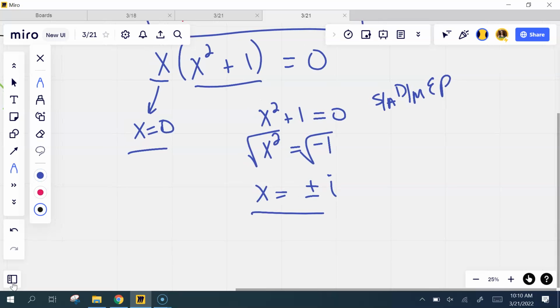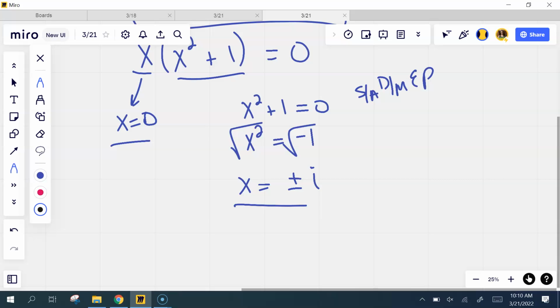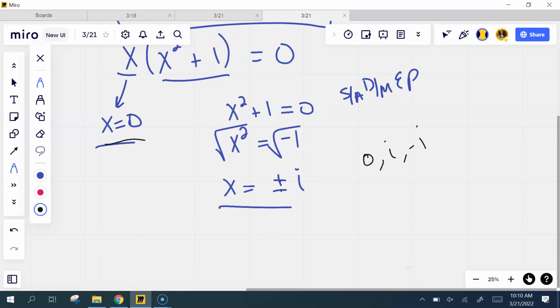Bringing back the i's. Plus or minus I, so positive I, negative I, and 0. Let's do number 2. Three. So 0, positive I, and negative I. So there's your 3. All right, let's look at number 2.